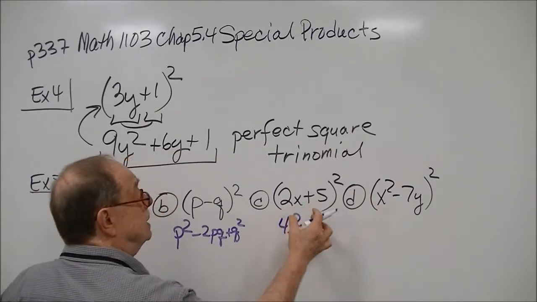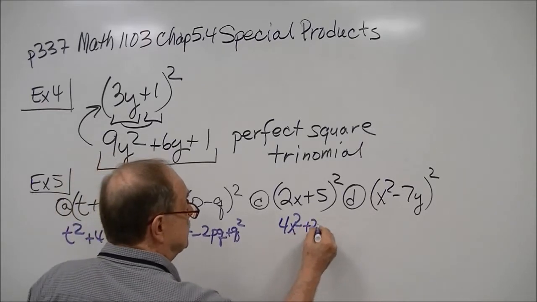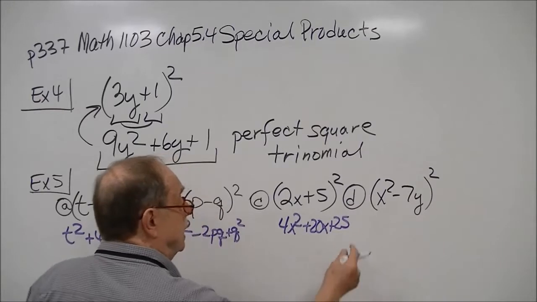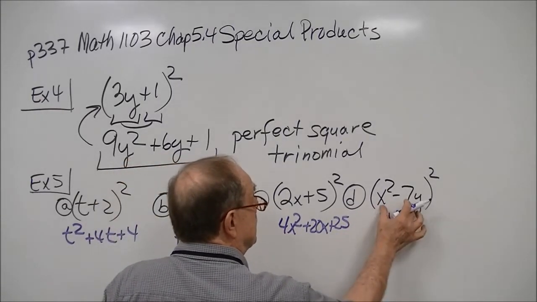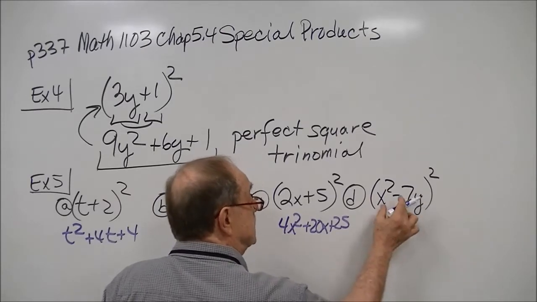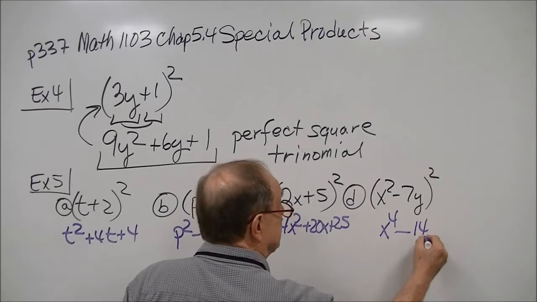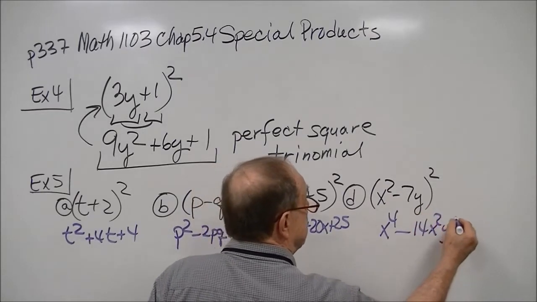Multiply these together, that gives you 10x. Double it, that gives you the 20x. And here we're squaring that. That gives us x to the 4th. Multiplying these, that gives us a negative 7x squared y. Double it. And square the last term.